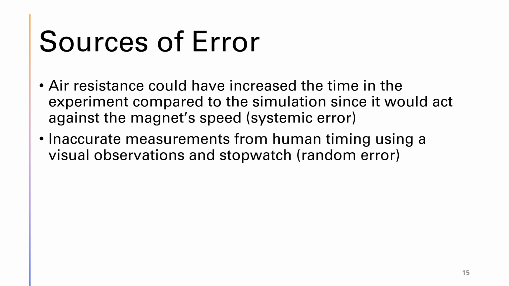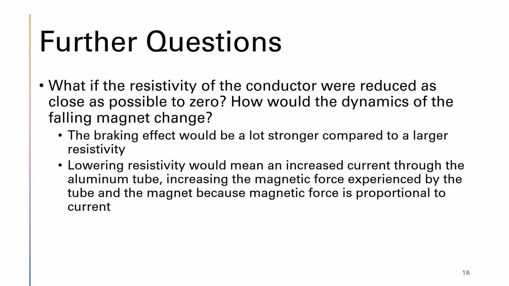If the resistivity of the conductor were reduced to as close as possible to 0, then the braking effect would be a lot stronger compared to larger resistivity, because the lowered resistivity would result in a stronger current, which means that the force experienced on the current would be greater because of the equation that I previously showed.